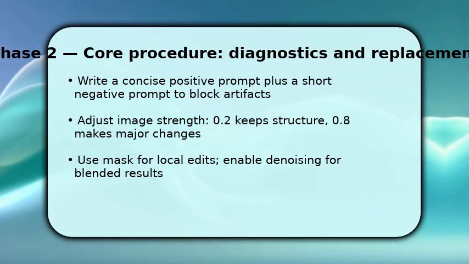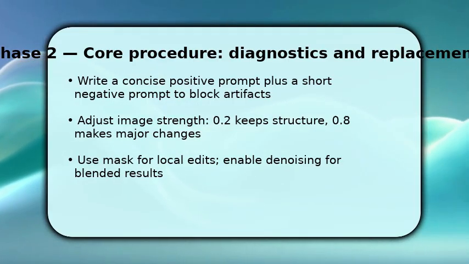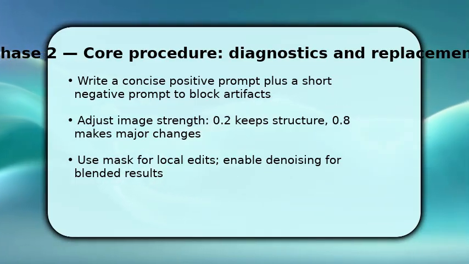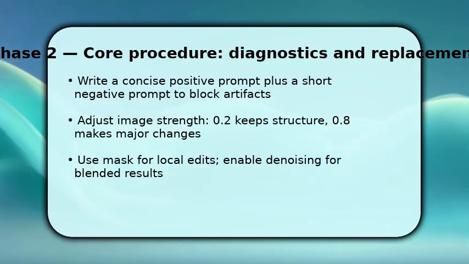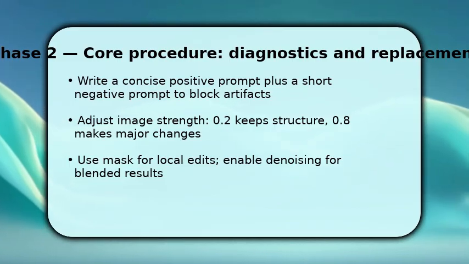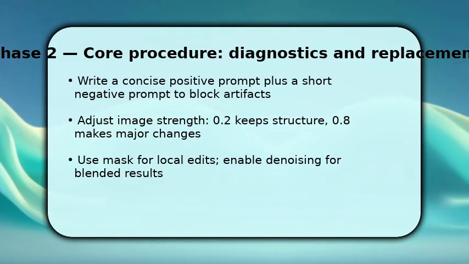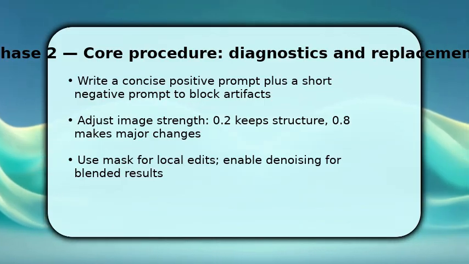While doing that, tune image strength to control transformation. Lower values preserve composition, higher ones let the model reinterpret content. If you need local edits, create a mask and set masked areas to be regenerated. Also, choose the sampler and increase steps slightly if details are missing. Make sure to lock seed when testing controlled variations.